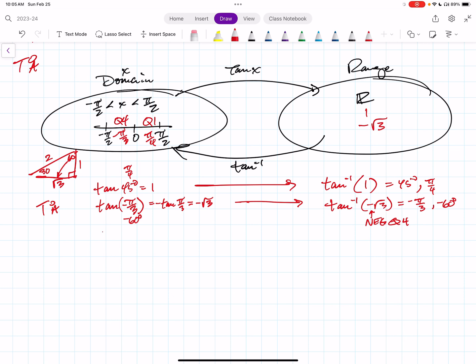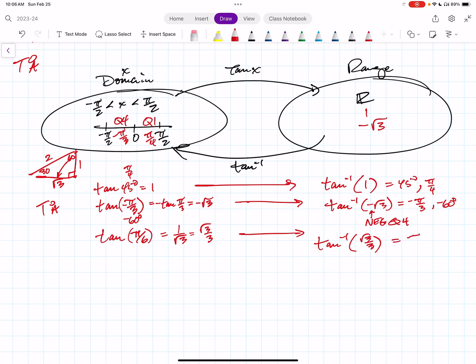Now, if you have something like this, tangent, let's say tangent of pi over 6. Let's just do another one, okay? Now that's 30 degrees, right? Tangent of 30 degrees is 1 over root 3, or commonly known as root 3 over 3. Okay, so you take the inverse tangent of root 3 over 3, which is on the 30, 60, 90, right there, should give you the angle that it came from, right?